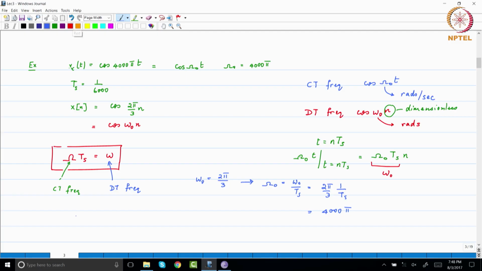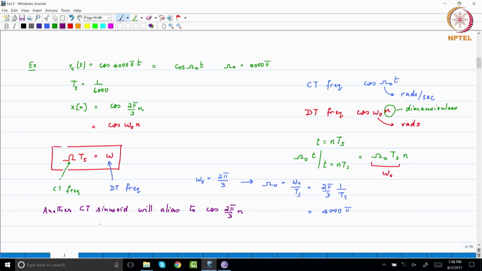Now, one more addendum to what we had discussed in the last class. Another continuous time frequency, another continuous time sinusoid, that will alias to cosine 2 pi by 3 n. The 4000 pi is what gives you cosine 2 pi by 3 n. I think we already wrote down the answer. I just thought I would highlight that.